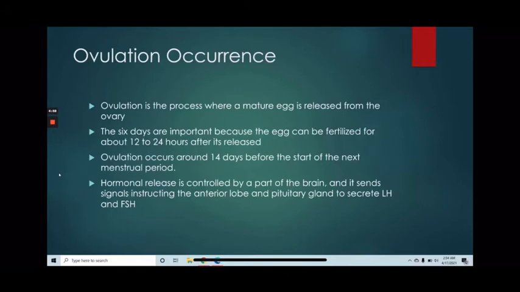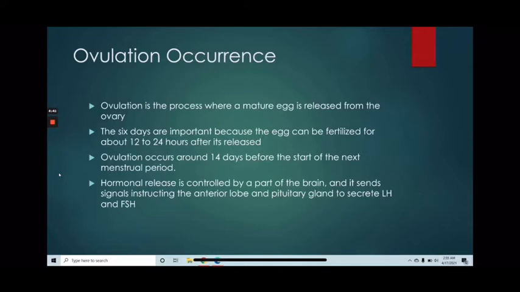Ovulation is the process where a mature egg is released from the ovary, and it may or may not be fertilized by a sperm. The 6 days are most important because the egg can be fertilized for about 12 to 24 hours after it's released. Ovulation occurs 14 days before the start of the next menstrual period.